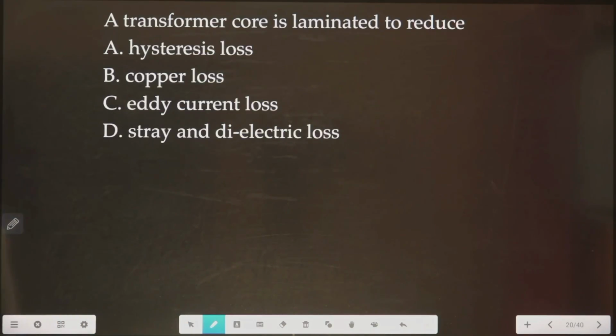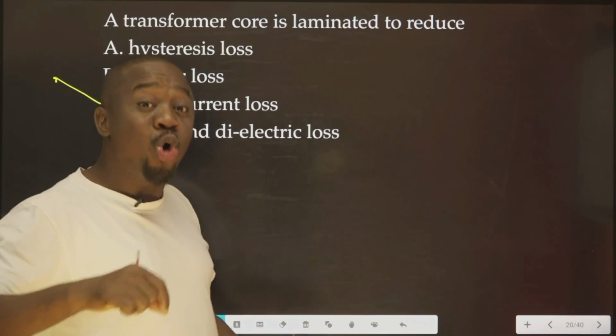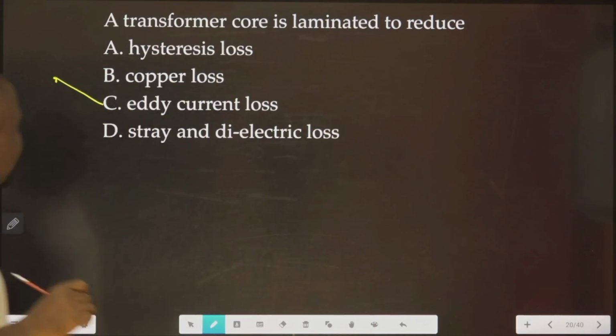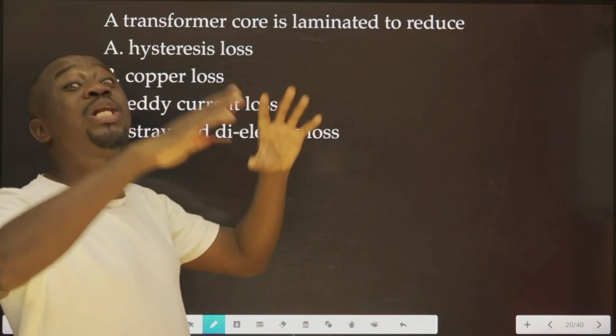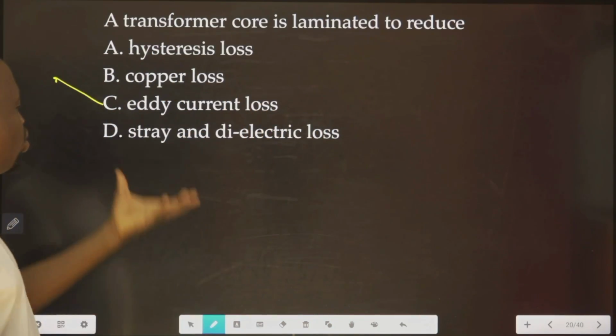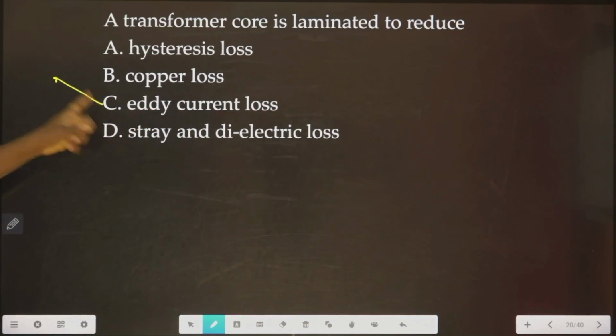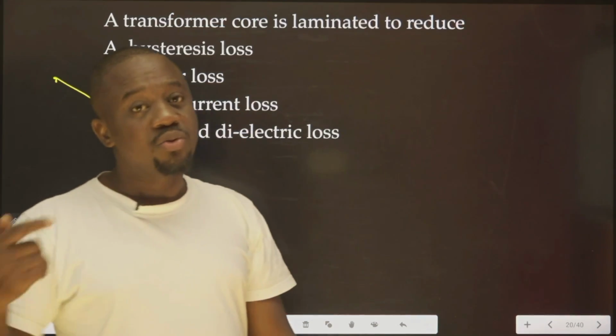Okay? Let's look at this. It says a transformer core is laminated to reduce what? So the answer is eddy current loss. Because if you do not laminate the transformer, there is what we call the eddy current loss. These losses are induced due to the alternating magnetic field. So because of that, there will be losses. So we need to laminate the transformer to reduce these losses. Although the losses will be there, the lamination will reduce them.